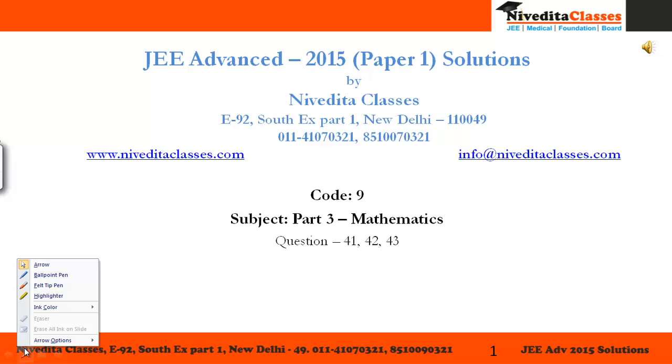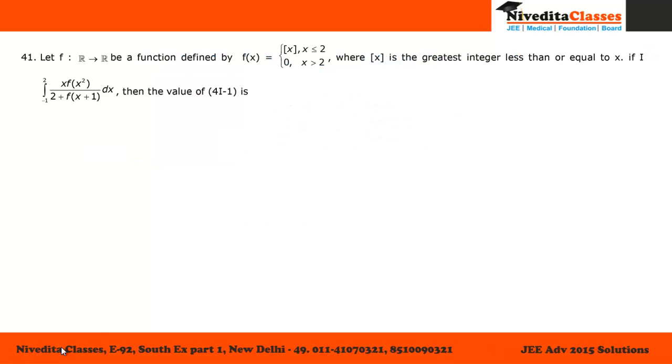Hello friends, we will discuss the IIT JEE Advanced 2015 Maths paper. We will start from question number 41. Here it is given that f of x is g(x) where x is less than or equal to 2, and 0 where x is greater than 2.